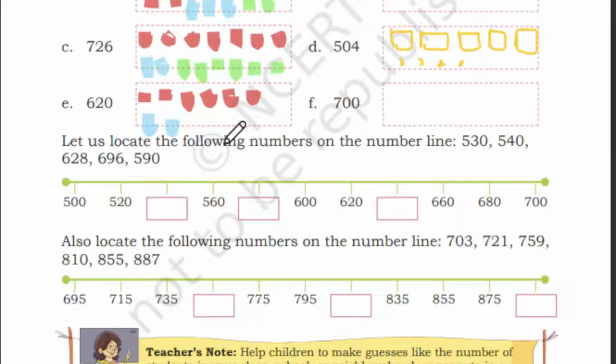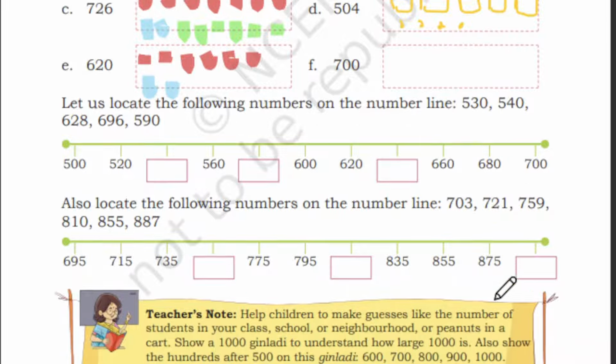Let us locate the following numbers on the number line: 530, 540, 628, 696, 590. So we have to locate these numbers on the number line. Okay. So we have given with 500, 520, and there is a blank box. 560, again there is a blank box. 600, 620, again there is a blank box, 660, 680 and 700.